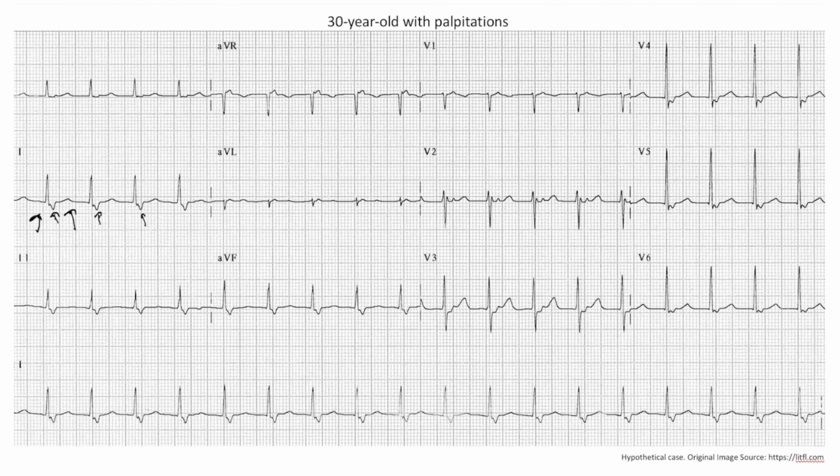So these are inverted P waves, and this person again has AVNRT.